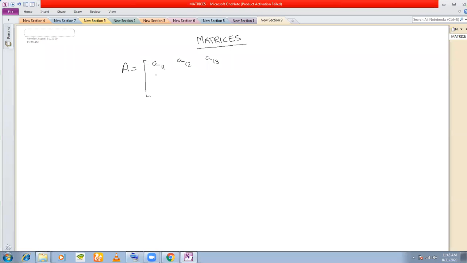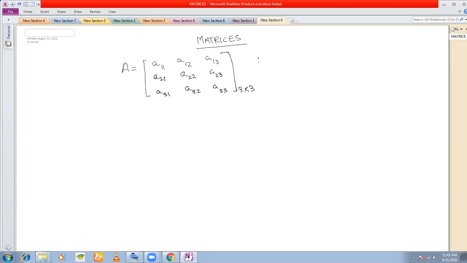Matrix A is denoted in this manner. This is a square matrix of order 3, also written as 3 by 3.